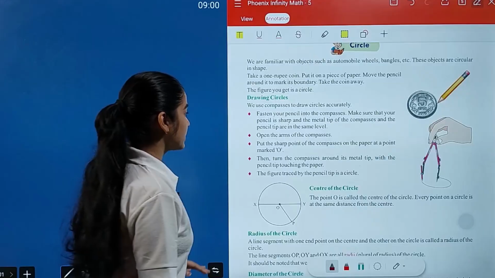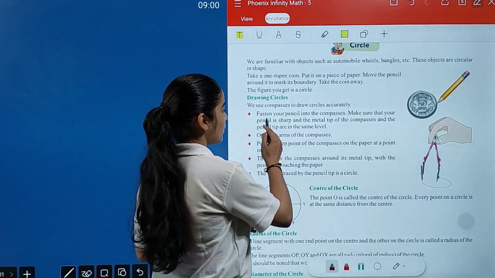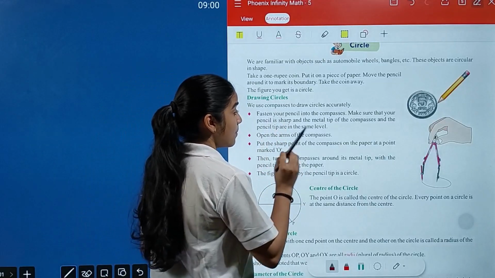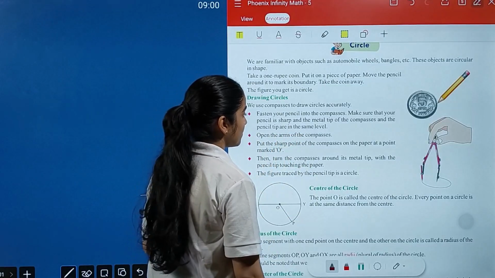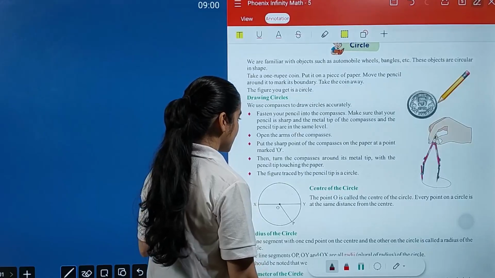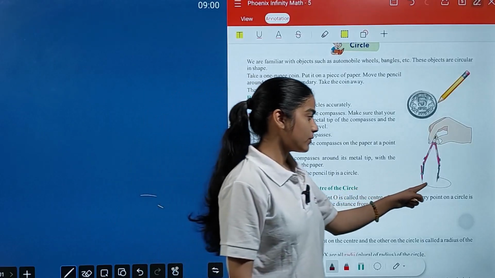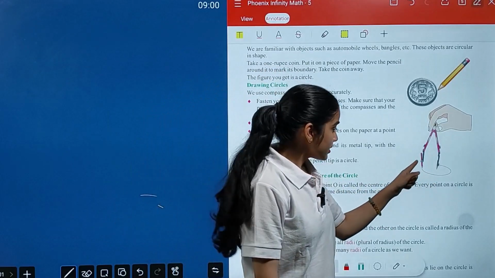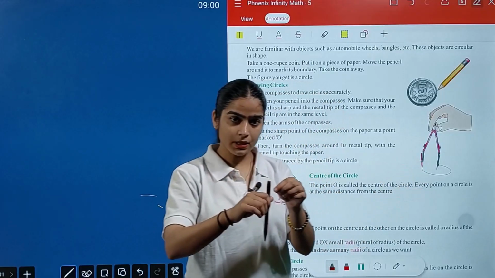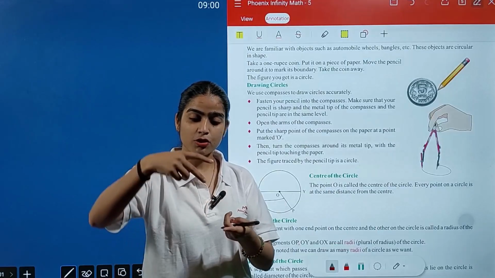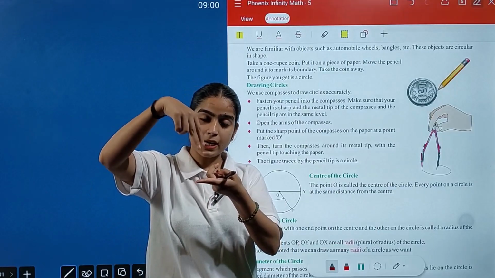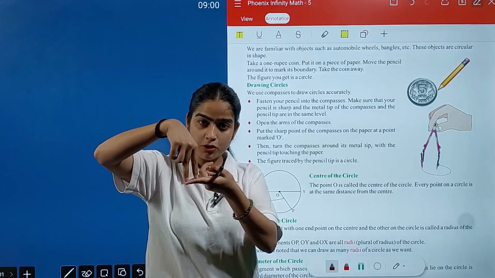Now drawing a circle is very easy. You just have to fasten your pencil into the compass. Make sure that your pencil is sharp and the metal tip of the compass and the pencil tip are at the same level. This is the equipment, we call it a compass. There is a place where we put our pencil inside the compass. Always make sure that your pencil nib and your compass nib are equal to each other.